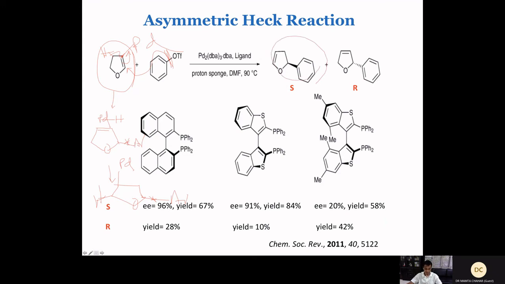That is, I would say, quite exciting, because this is the same intermediate as this, right? This then undergoes further beta migratory insertion to give you this product, and that is the product which is forming in major quantity. As you can see, the other product, which is R, is forming 28%, 10%, and 42%, which is pretty okay for these sorts of reactions.